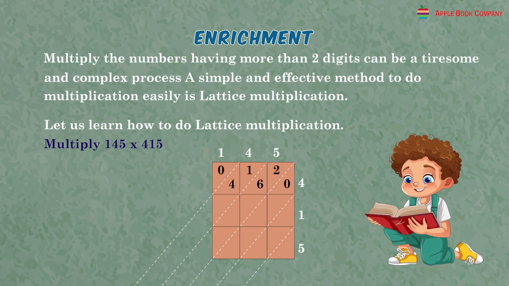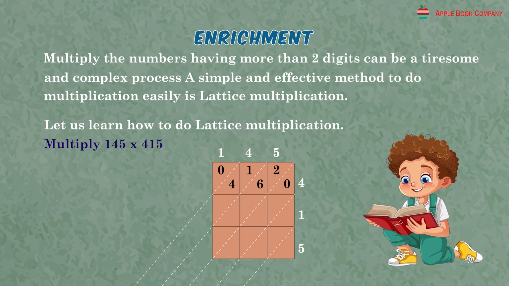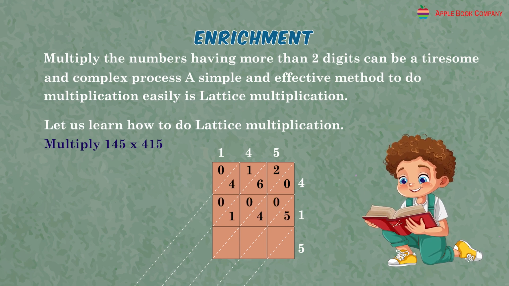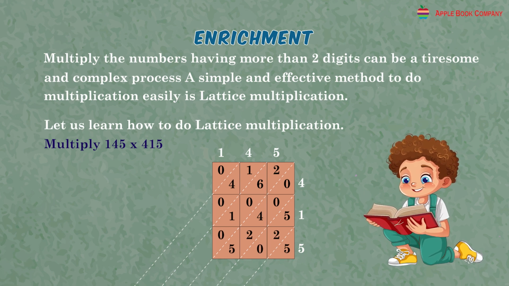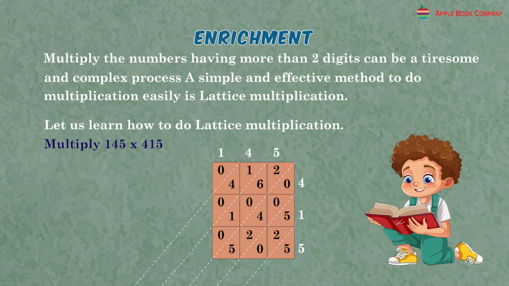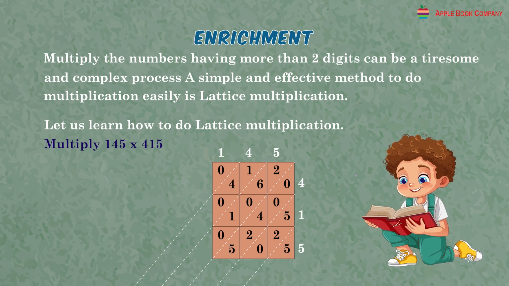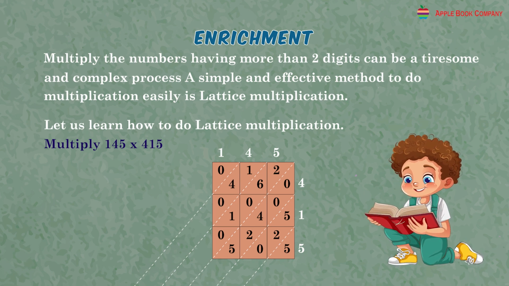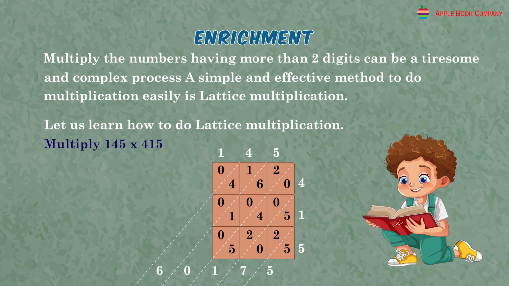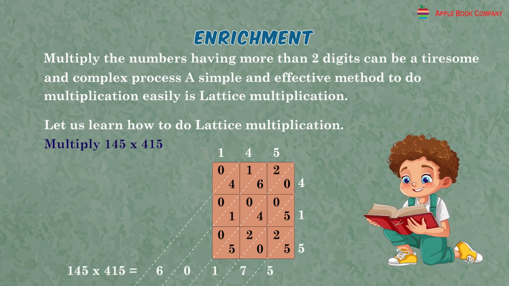Step 2. Multiply each single digit on the top by the single digit on the side respective to the row and column of the grid. Like multiply 5 by 4, 5 by 1 and 5 by 5, and then second row and so on. Step 3. Now add the digits diagonally. Carry double digit sums to next place. Now you get your product. 145 multiplied by 415 is 60175.